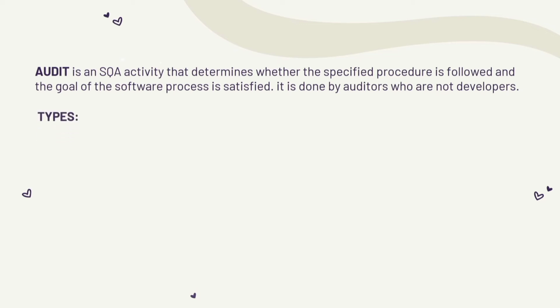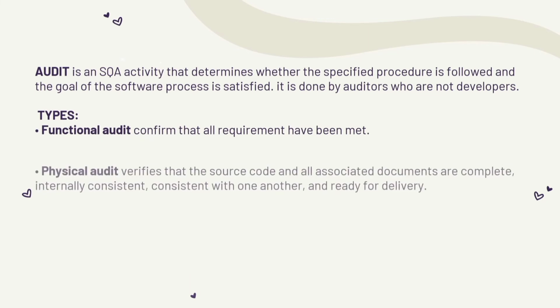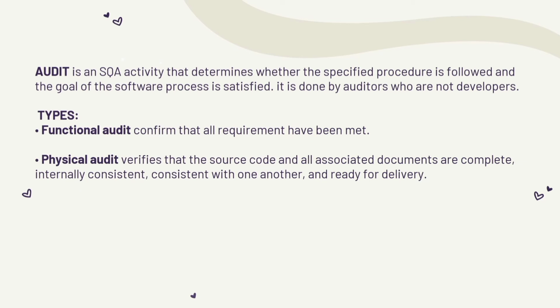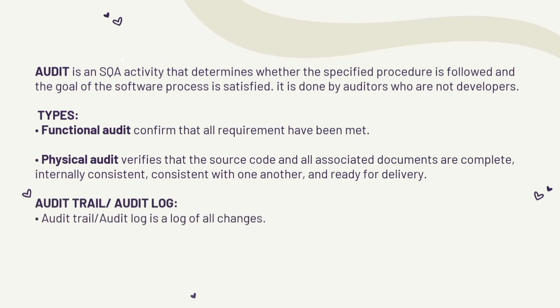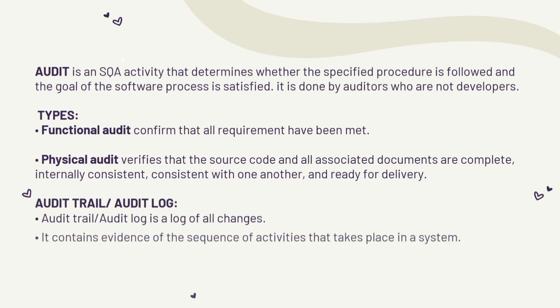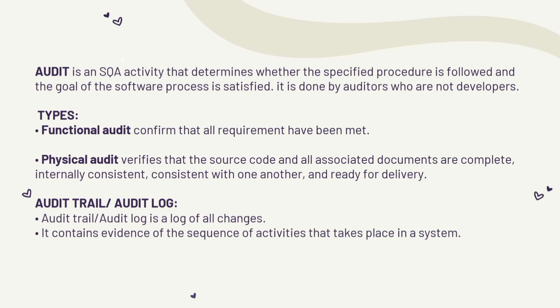Types. Functional audit confirms that all requirements have been met. Physical audit verifies that the source code and all associated documents are complete, internally consistent with one another, and ready for delivery. Audit trail or audit log. An audit trail or audit log is a log of all changes. It contains evidence of the sequence of activities that take place in the system.